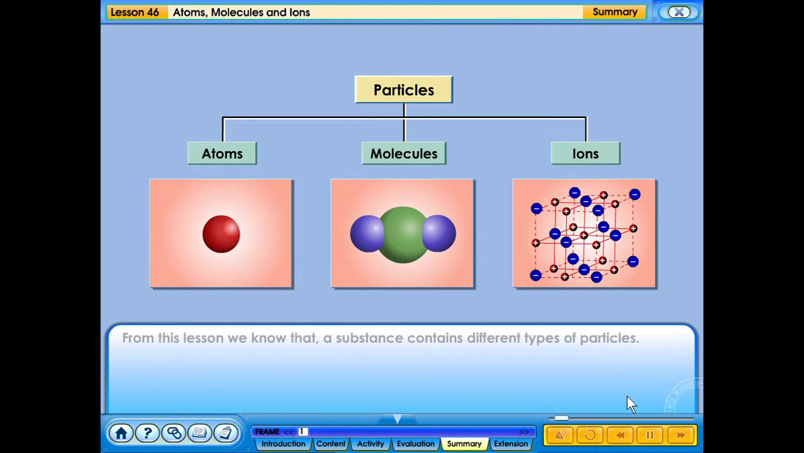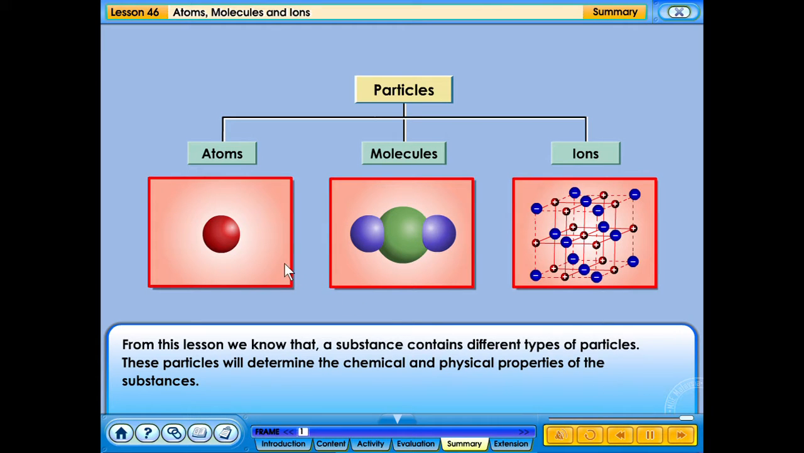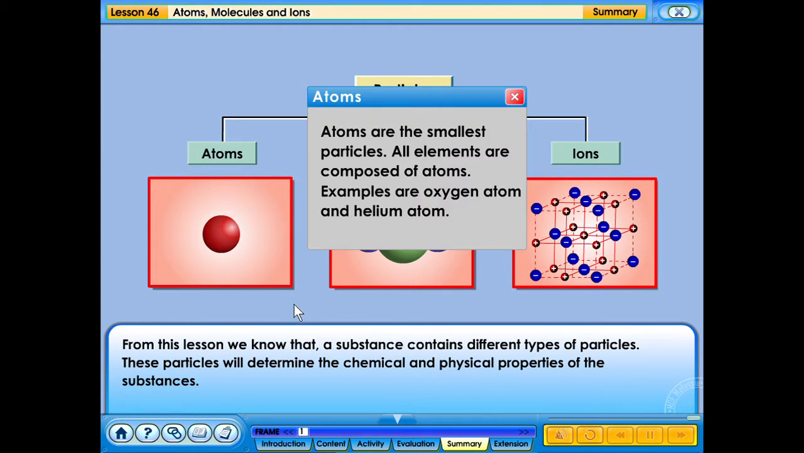From this lesson, we know that a substance contains different types of particles. These particles will determine the chemical and physical properties of the substances. Click each particle in the diagram. Atoms are the smallest particles. All elements are composed of atoms. Examples are oxygen atom and helium atom.